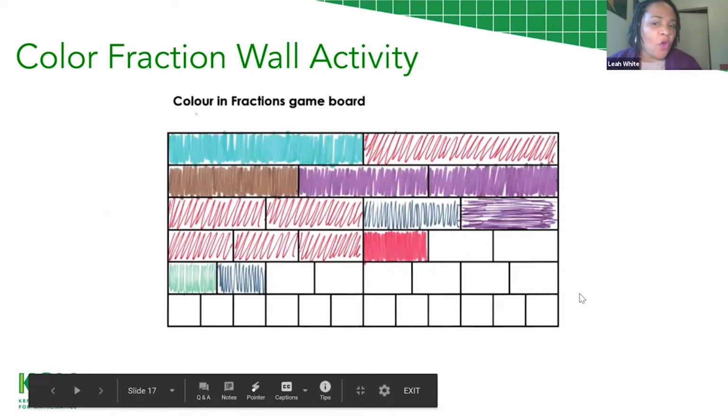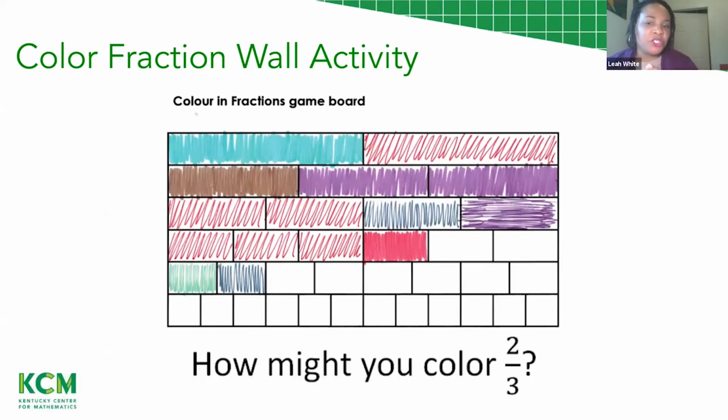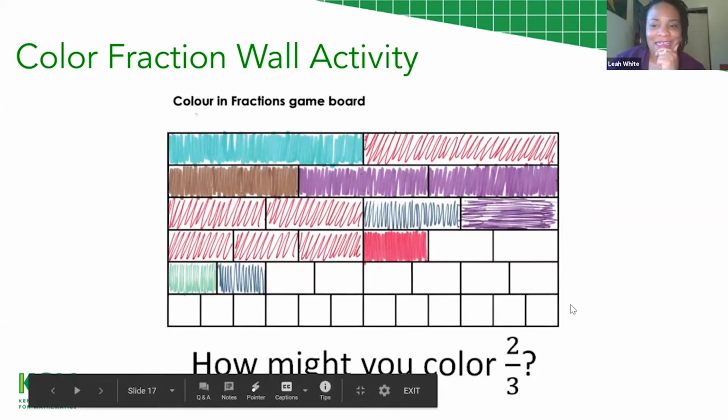And so think about this. If you were playing this game, how would you color 2/3? And what would be some things to consider? You guys can chime in if you want. You can write in the chat. How would we color 2/3 here? And what do you think a student would do if they were given this opportunity? Anybody? How would we color 2/3?